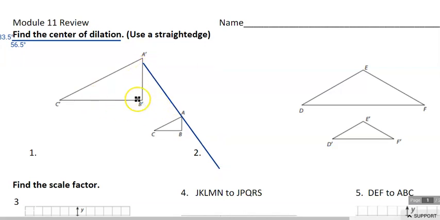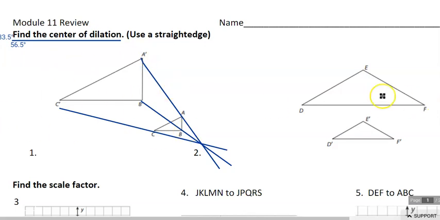I'm just going to do this with every single one of these. So we got B prime and B, and we're just looking to see where they meet up. And here's C prime and C. And if done correctly, they should all meet up at the same exact point, just like I did here.